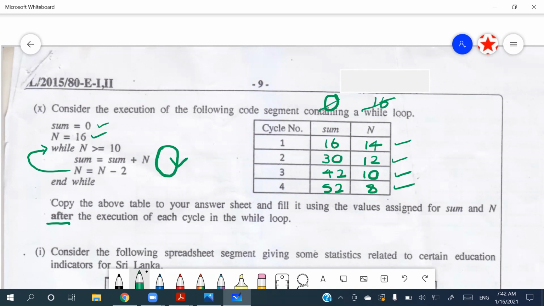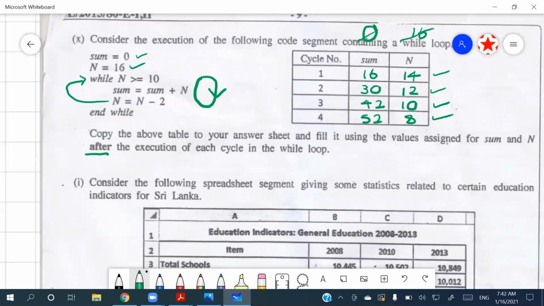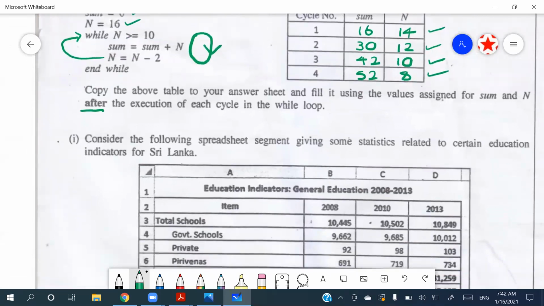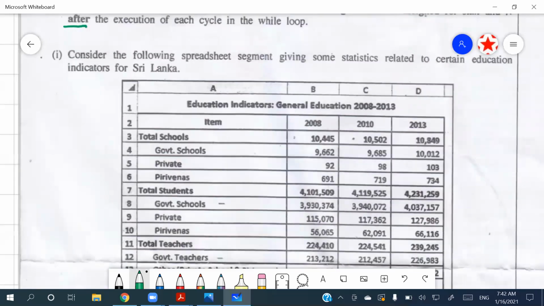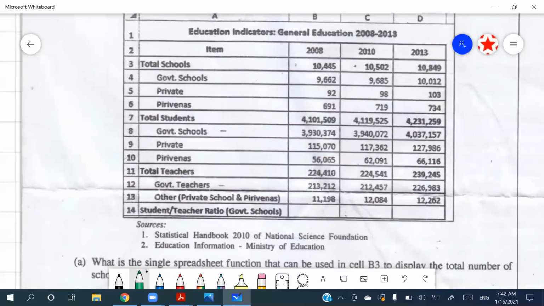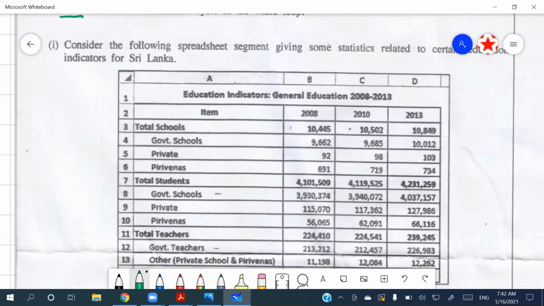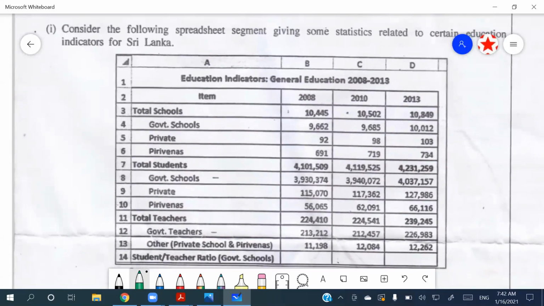All right, so see how much you got out of 10. Then we can move to the next question, the second one, the Excel one. Yeah, who have done the Excel? All right, so let's go through.